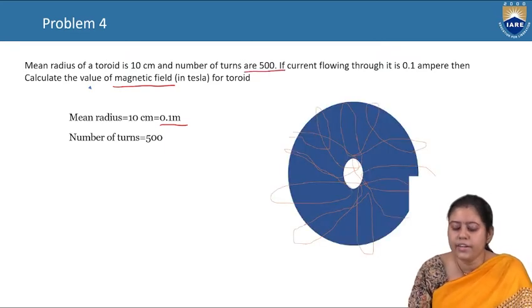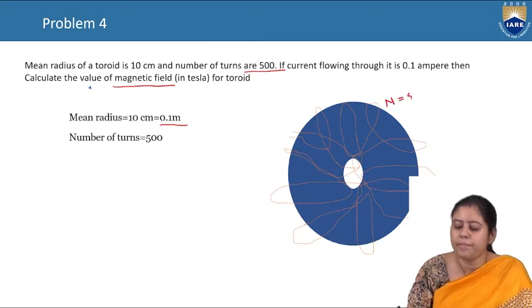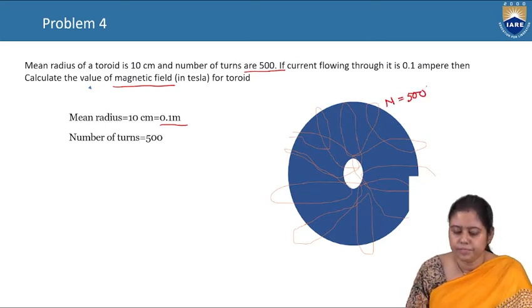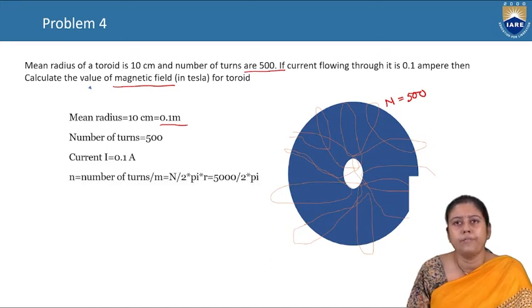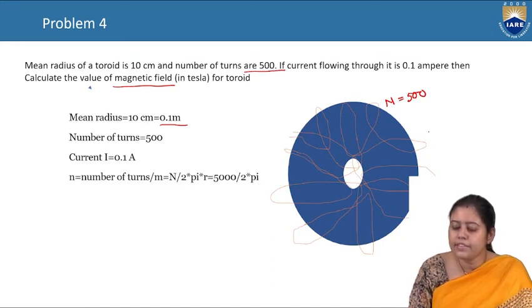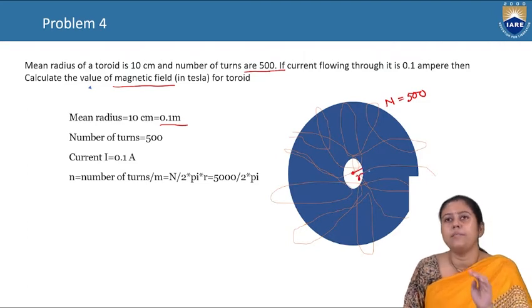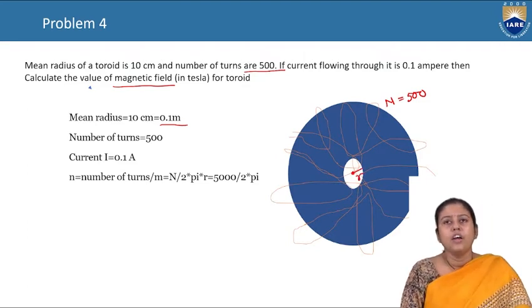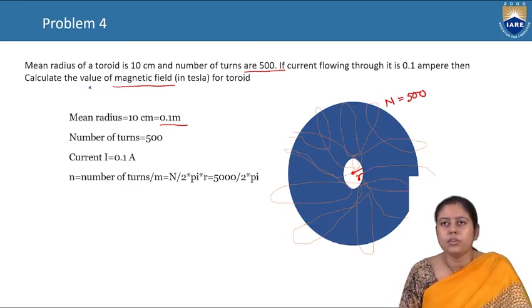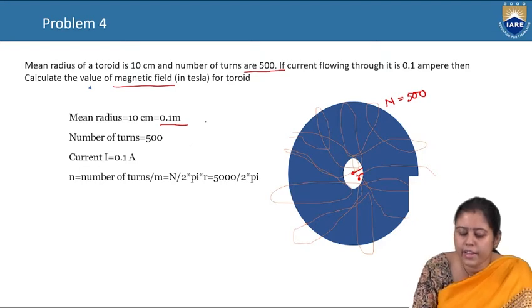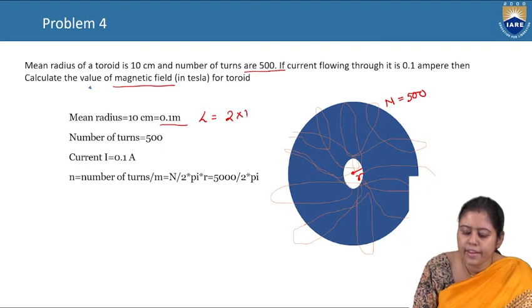So this is the toroid. Number of turns given is 500. So we have to calculate the value of the magnetic field. Current is given as 0.1 ampere. So if the mean radius is smaller, already we have discussed the mean radius is smaller. So what is the total length? The total length of this is given as 2 pi into r. R is 0.1.